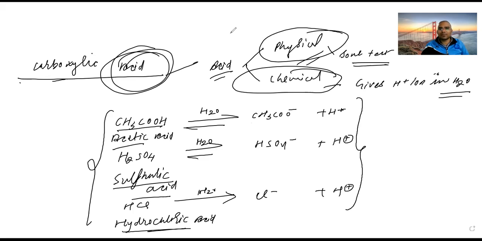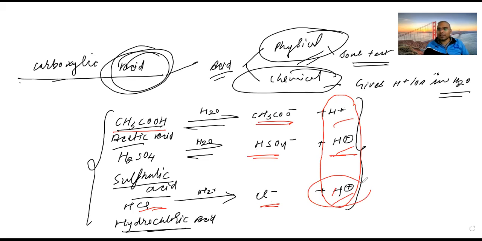They are all mixing in water, and they all are giving H plus ion. Acetic acid, if you are dissolving it, is giving H plus ion. Sulfuric acid dissolved in water also gives H plus ion. HCl dissolved in water also gives H plus ion. If you dissolve nitric acid, HNO3, in water, it is going to give H plus ion plus NO3 minus ion.